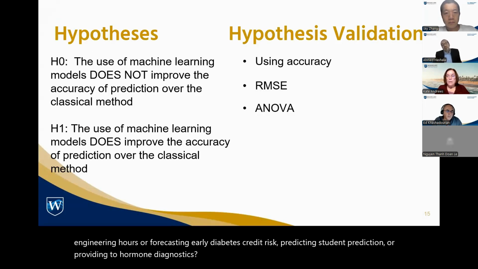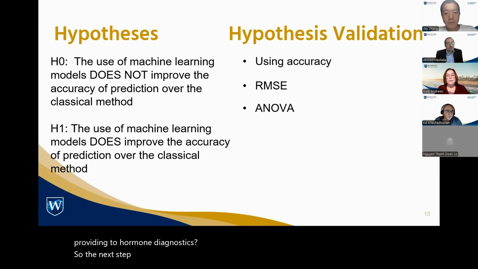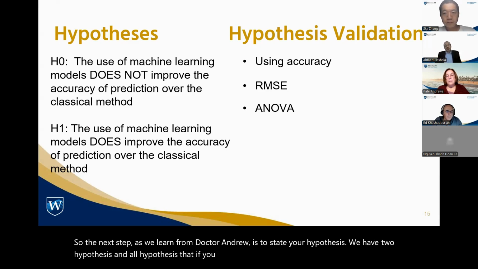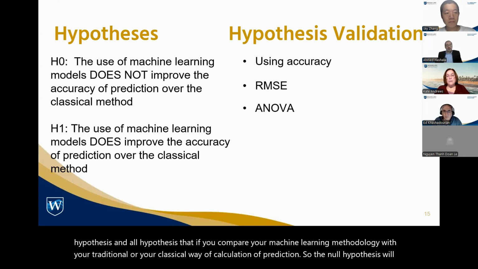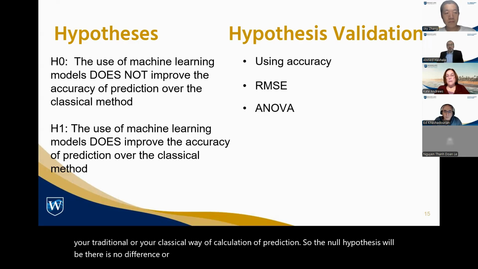So the next step, as we learned from Dr. Andrews, is to state your hypothesis. We have 2 hypotheses. The null hypothesis is that if you compare your machine learning methodology with your traditional or classical way of calculation or prediction, there is no difference, or the machine learning does not improve the accuracy of prediction.